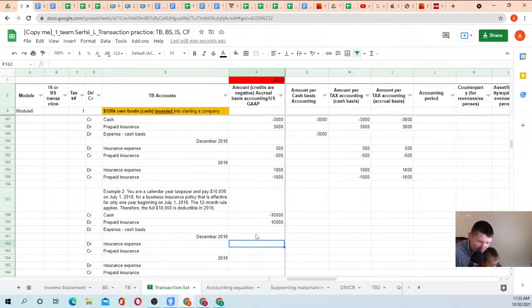Okay, we got December. Initially, we recognized prepaid insurance. Then, on a monthly basis, we recognize an insurance expense, which will be half of that.